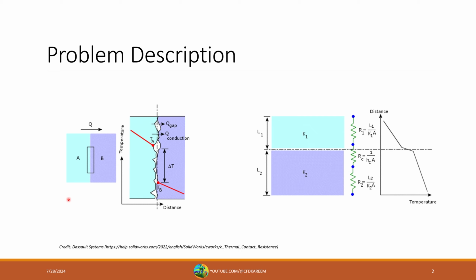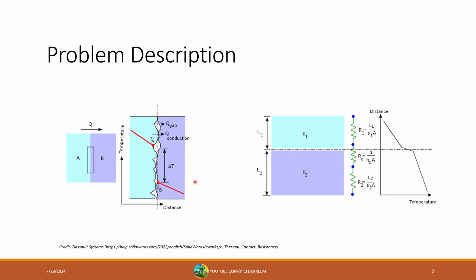So when we take two materials, for example material A and material B, and we put them into contact, there's going to be small gaps and voids between that contact line. Those small gaps and voids can lead to a thermal contact resistance, which will change the temperature as we transition from our first material A into our second material B.